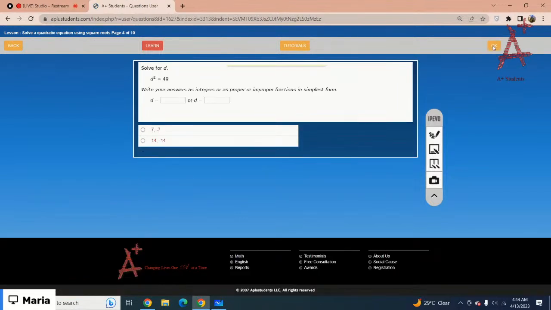Okay, d squared equals 49. So you have to square root both sides. The square root of 49 equals positive 7 and negative 7. So the solutions are 7 and negative 7.